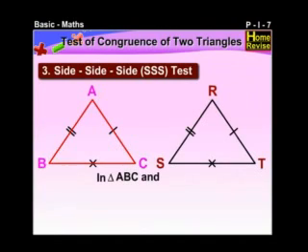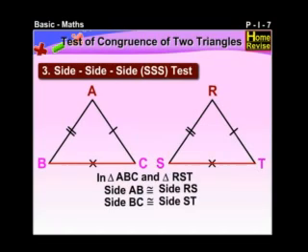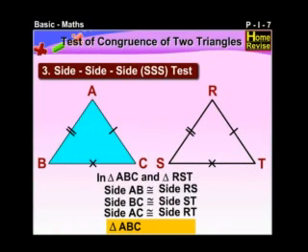Take one example. In triangle ABC and triangle RST, side AB is congruent with corresponding side RS, side BC is congruent with corresponding side ST, and side AC is congruent with corresponding side RT. That means three sides of one triangle are congruent with corresponding three sides of another triangle. Therefore, we can say that triangle ABC is congruent with triangle RST by side side side test.